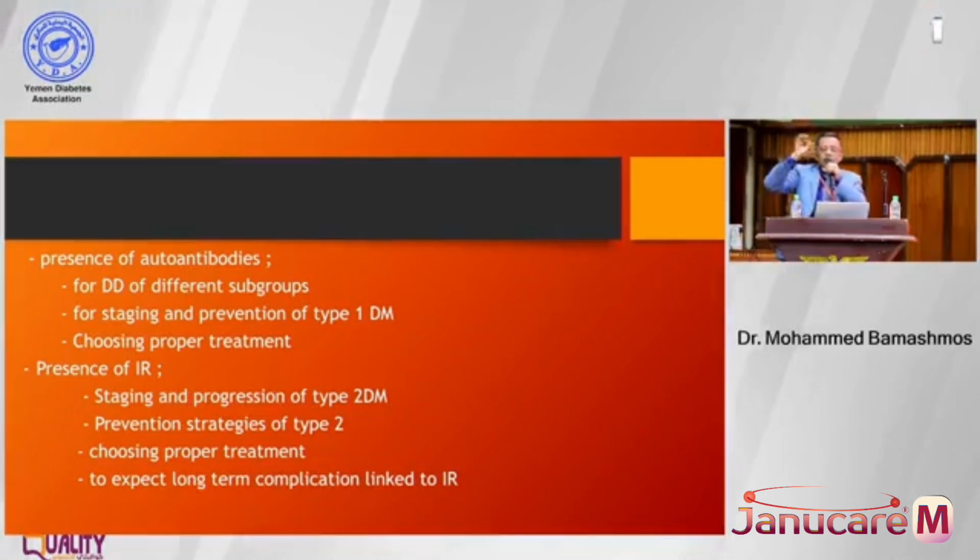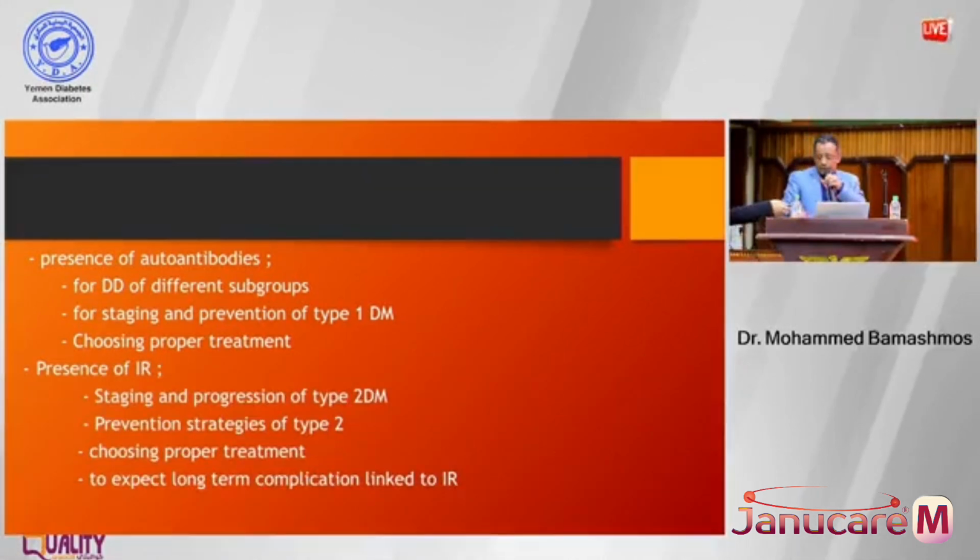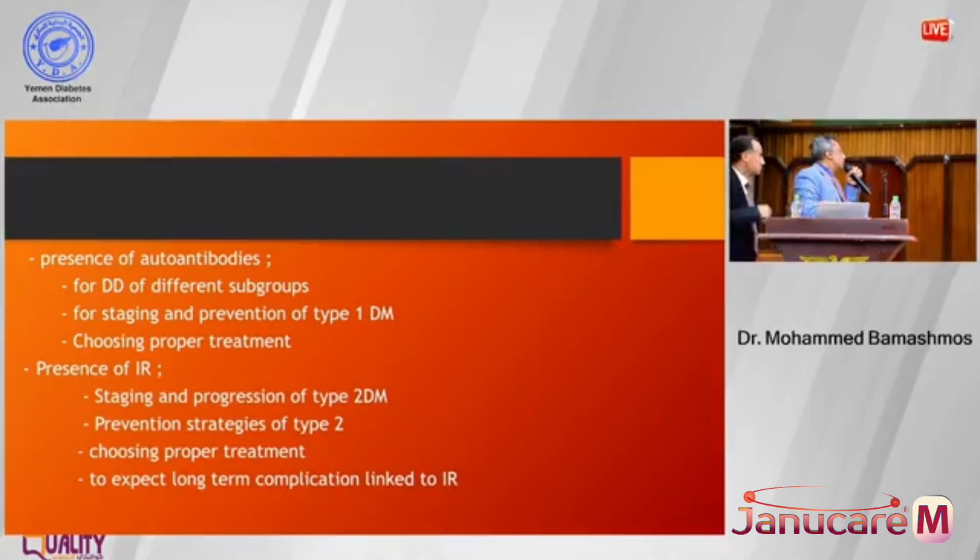The importance of autoantibodies: as we say, there is a progressive destruction of the beta cell of the pancreas. Any patient with positive autoantibody should be treated with insulin. Autoantibodies are important for staging and for prevention of type 1 diabetes and for choosing a proper treatment.